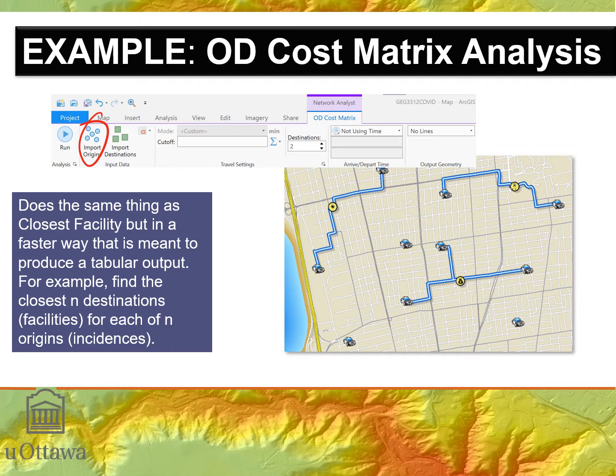Here, the terminology changes because it's more generic, and we have origins and destinations. Origins being the same thing as the incidences within the closest facility model, and destinations are equivalent to the facilities in the closest facility model. The only thing this does not allow is to output the actual geometry of the streets. And it also does not include driving directions. And so it's a quicker way to undertake a closest facility analysis if you don't care about the graphic outputs.